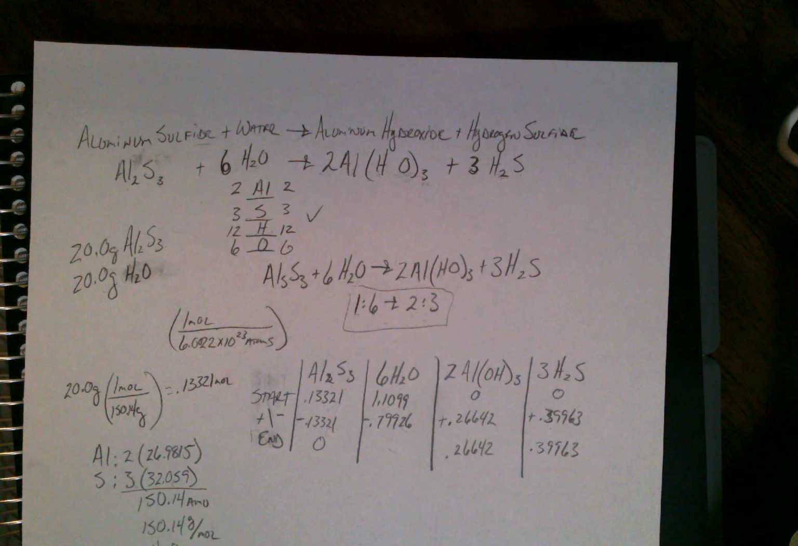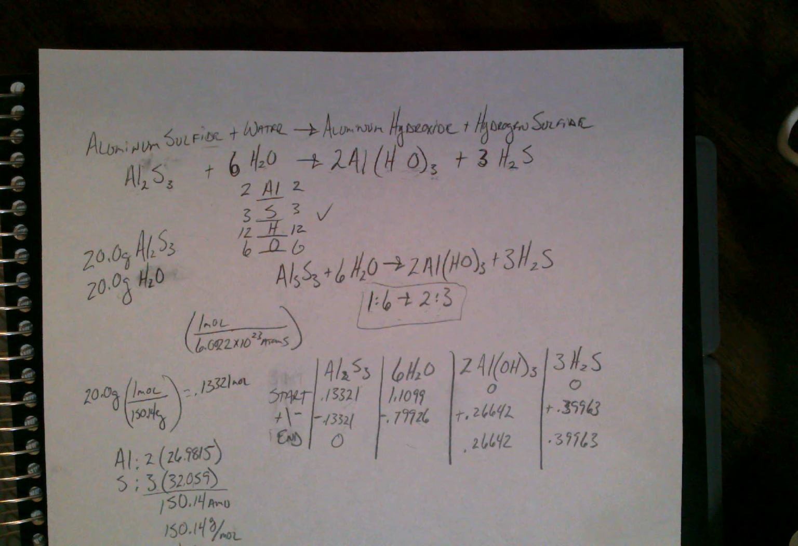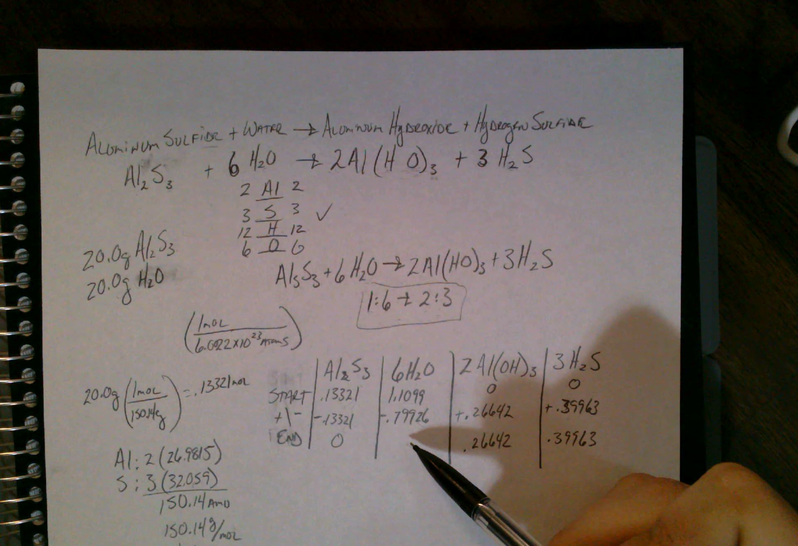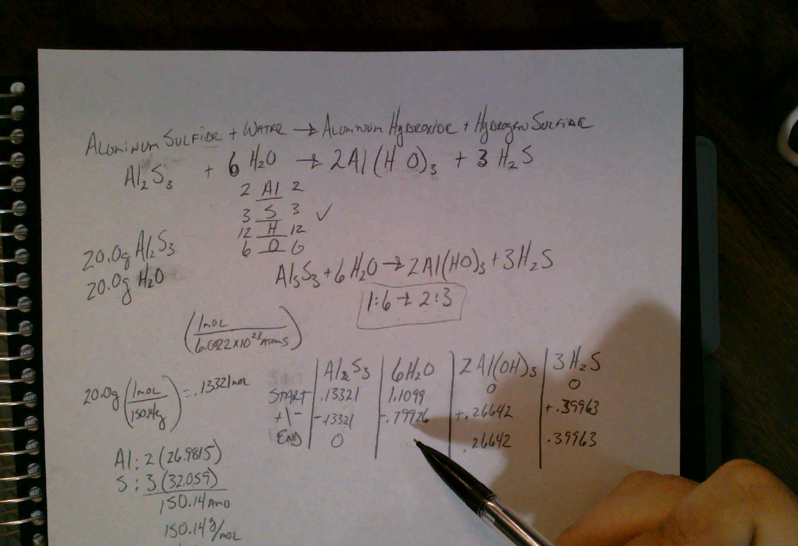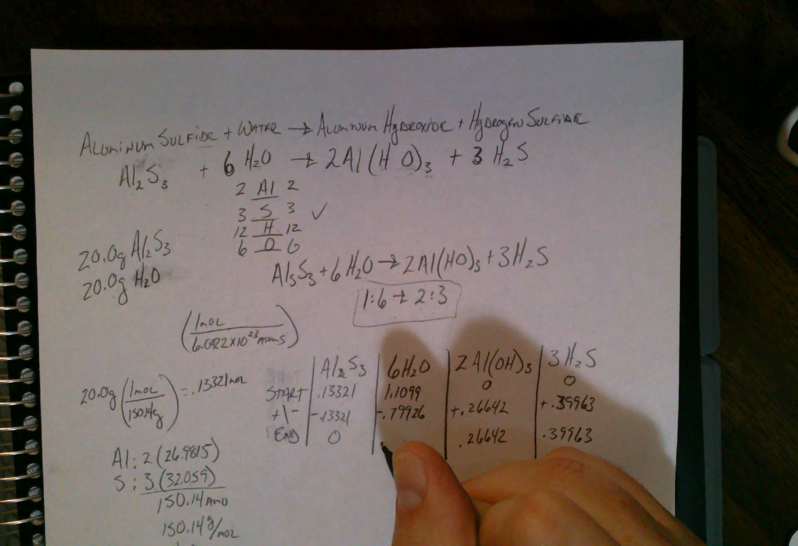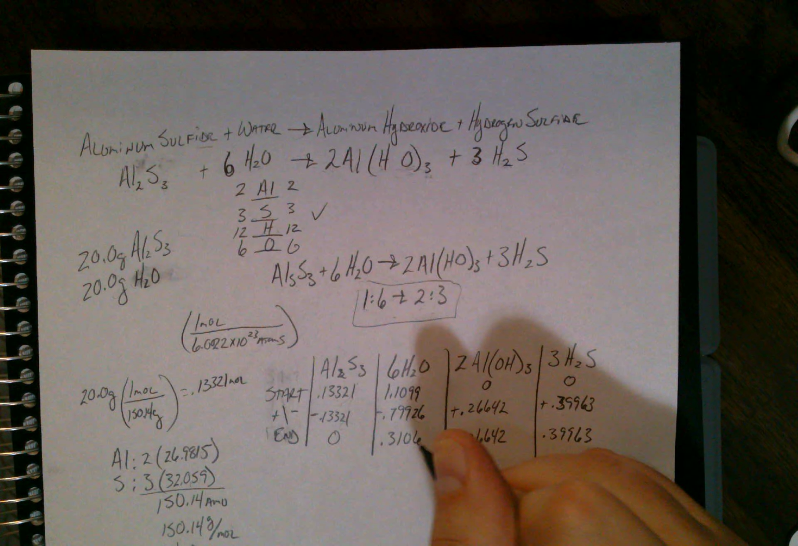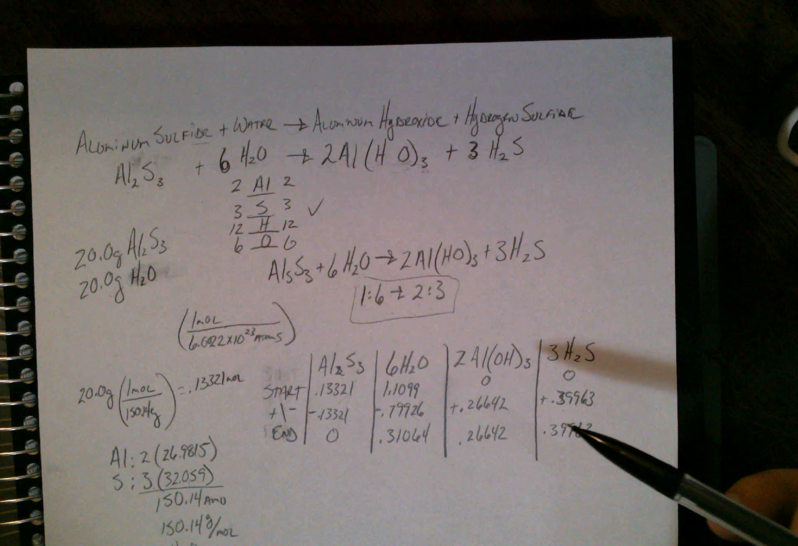So, we're basically done at that point, but we do need to figure this out. If we subtract the 0.79926 from the 1.1099, we know exactly how many moles of water we will have left, which is 0.31064 mole. And I'm playing it pretty loose with the significant figures throughout this.